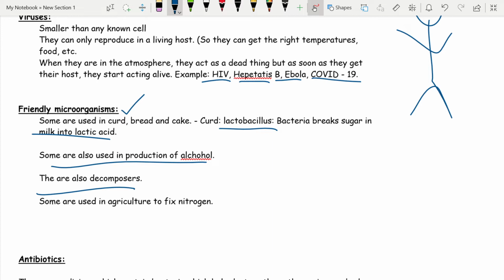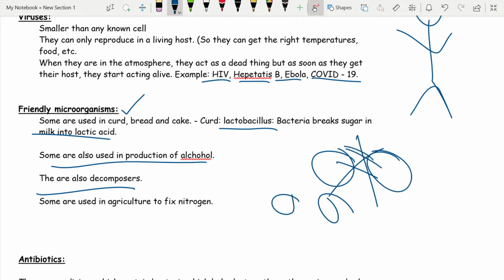They can break down all the, what do you call that? Something complex. Yeah. If this is a complex thing, then they will break it down into simpler parts. Right? That's the decomposer's work. Then some are used in agriculture to fix nitrogen. Now you will hear fixing nitrogen a lot throughout this chapter, but just keep that in mind that we are going to look at what that is at the end of the video, so don't worry.